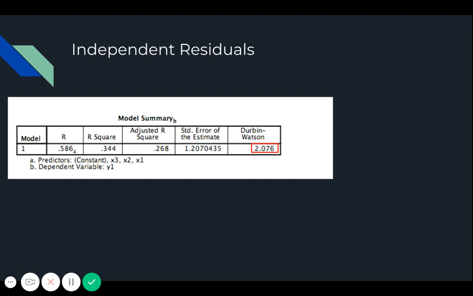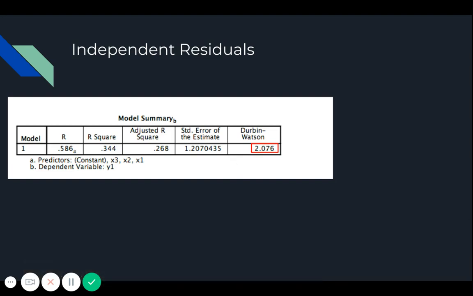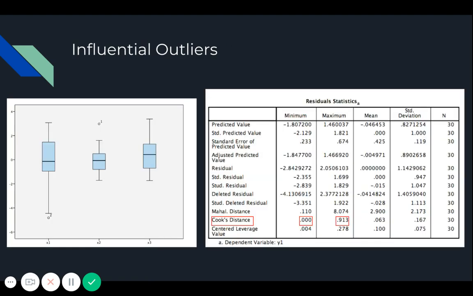So if the value is close to 2, we can assume that the assumption is met, or the closer to 2, the more likely that the assumption is met. So here we have 2.076 for our Durbin-Watson, which I would conclude is close to 2. So I would say that we meet this assumption here.